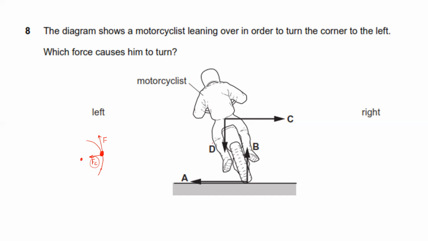So in this case, we can see that this motorcyclist is leaning towards the left. It means that the centripetal force is towards the left side, towards the center of his turning radius. So the only force direction in this direction is A, and that will be the best choice for this question. So answer A will be our choice.